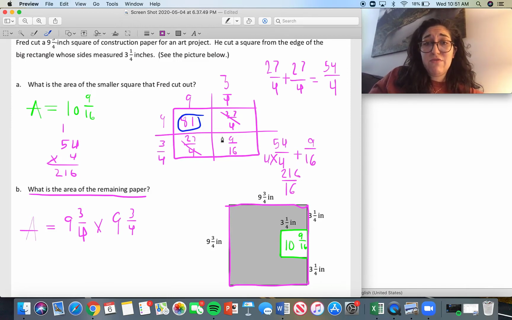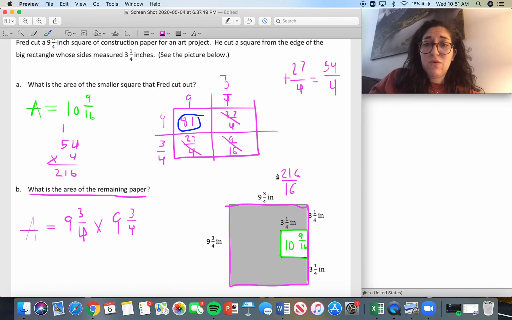So now I've used this as well. I'm going to just take this out of the way for a little bit so we can kind of see everything we've got going on. But now I've used everything but the 81. But before I bring the 81 in, I want to do something with this 216 sixteenths because that's clearly more than one whole, and I want to make sure that I'm using that correctly, right?